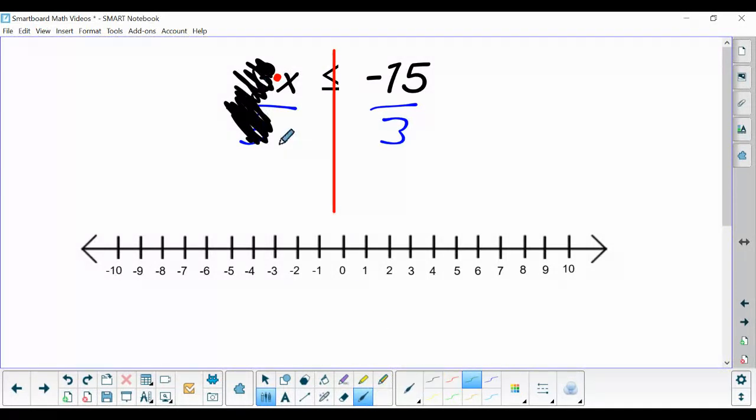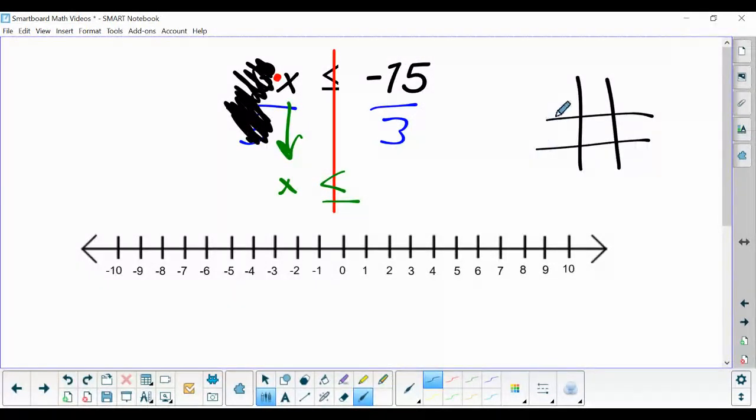You're going to bring that down. The inequality stays the same. And of course, you're going to have 15 divided by 3. And don't forget how positive and negative numbers work when you're multiplying and dividing. A good reminder is to use tic-tac-toe in case you forget.